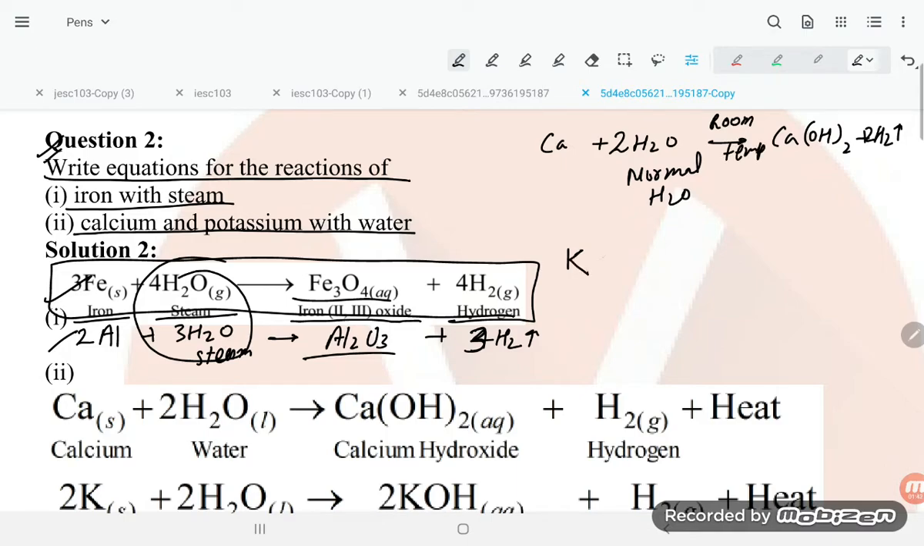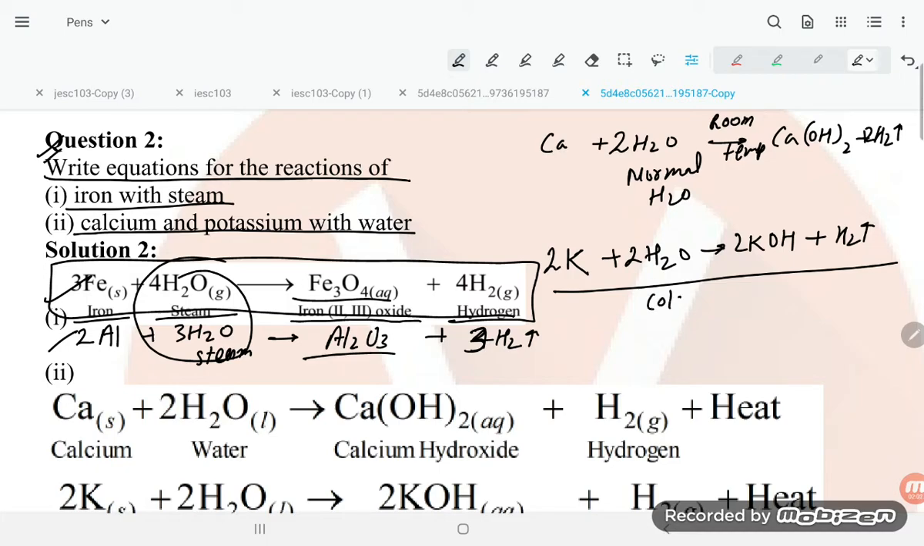Now if you talk about potassium, if you are treating potassium, take 2 moles of potassium and 2 moles of H2O. So what are you going to get, students? 2 moles of KOH, and it will give hydrogen gas, right? So this is the reaction of calcium and potassium with water. Here the water is cold water, students, cold water.